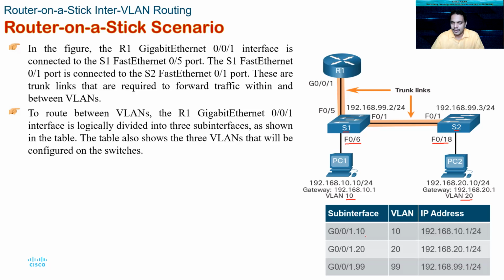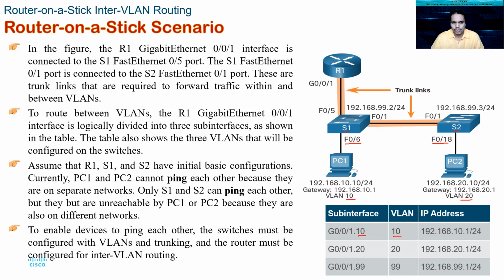Please remember these IP addresses are just for namesake. This is how you show a subinterface: G0/0/1.10. This number corresponds to the VLAN, whichever VLAN you are going to assign to this subinterface. So .20 corresponds to VLAN 20, .99 corresponds to VLAN 99. So there are 3 VLANs that need to be created, and traffic should be accepted from these 3 VLANs. Now this is what we have.